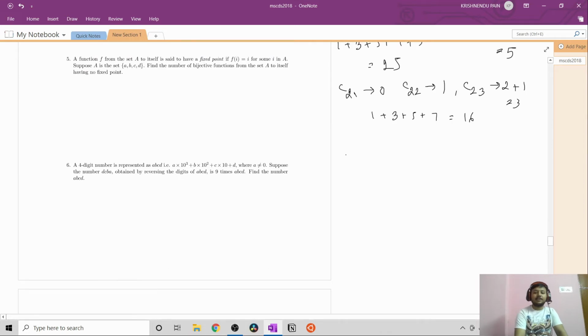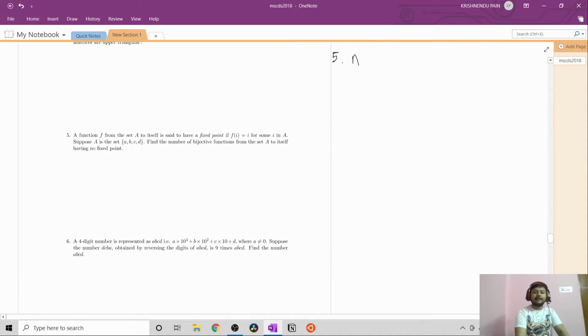So similarly for the total 5 rows, for the first row this is 25, for the second row this is 16, for the third row this is 9, for the fourth row this is 4, and the fifth row is 1. So the total is 55. So if those matrices are upper triangular, we have to use a total of 55 flops.